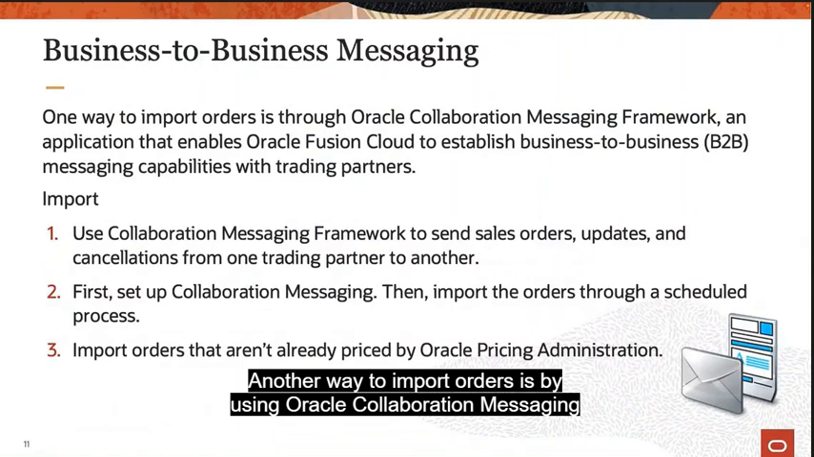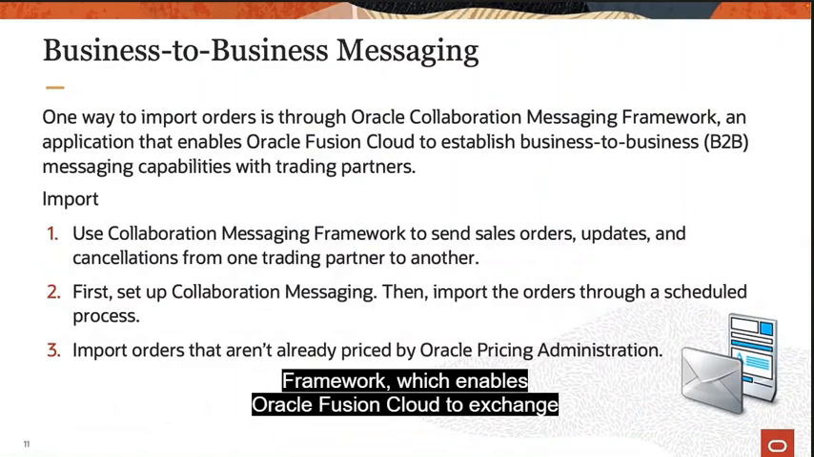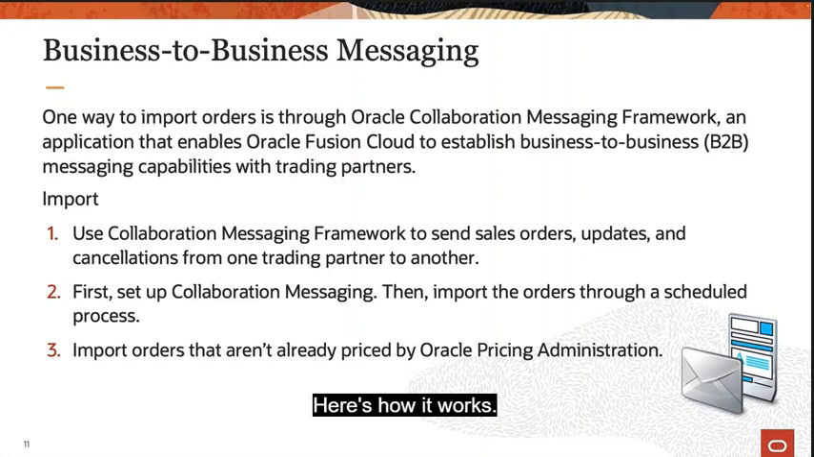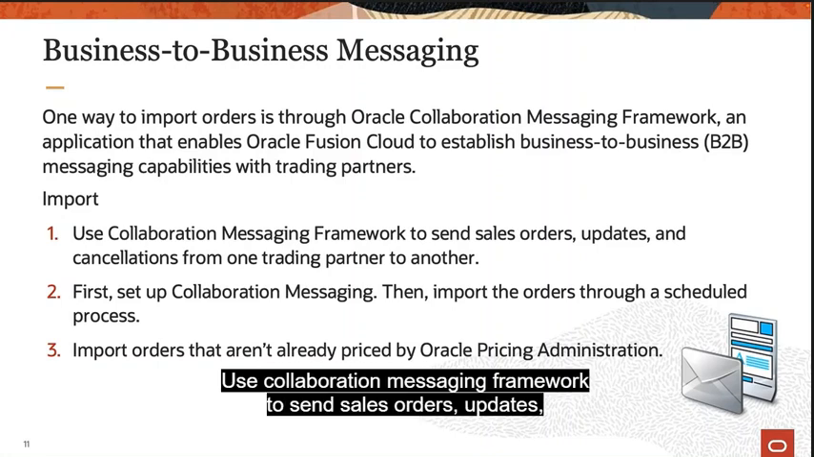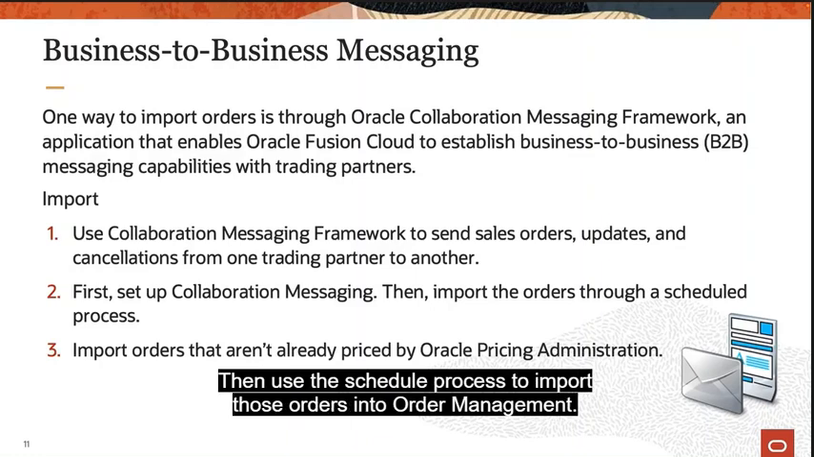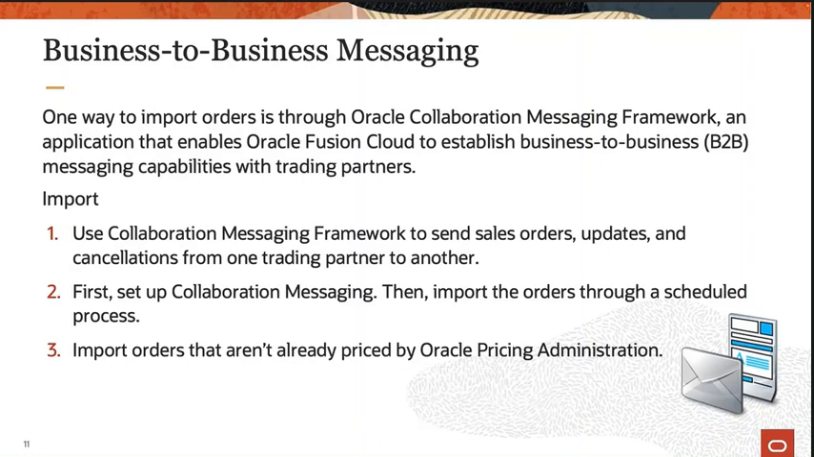Another way to import orders is by using Oracle Collaboration Messaging Framework, which enables Oracle Fusion Cloud to exchange business-to-business messages with your trading partners. Here's how it works. Use Collaboration Messaging Framework to send sales orders, updates, and cancellations between trading partners. Start by setting up Collaboration Messaging Framework. Then, use the scheduled process to import those orders into order management. This method is typically used for orders that haven't already been priced in Oracle Pricing Administration.